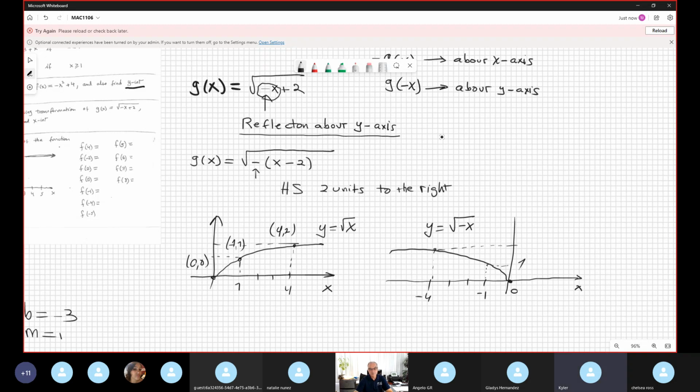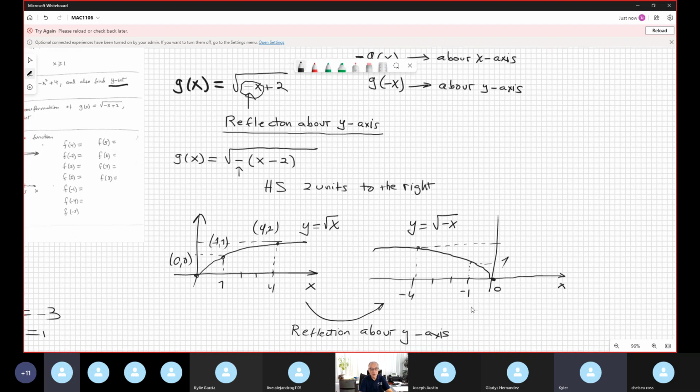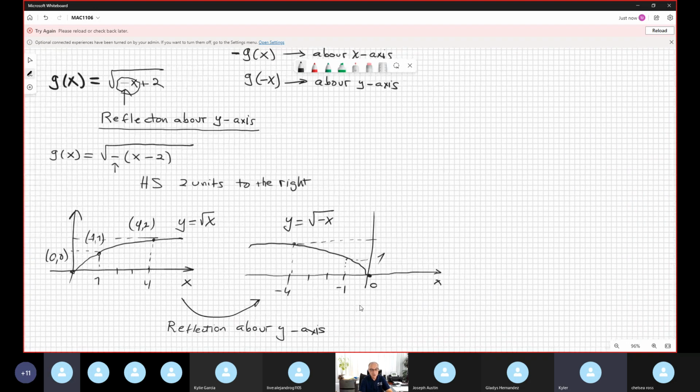Okay? This is my transformation number 1. What's the name? The name is reflection about the y-axis. Okay, I need to do another transformation, a horizontal shift. It's 2 units to the right. If it's 2 units to the right, point by point is moving.